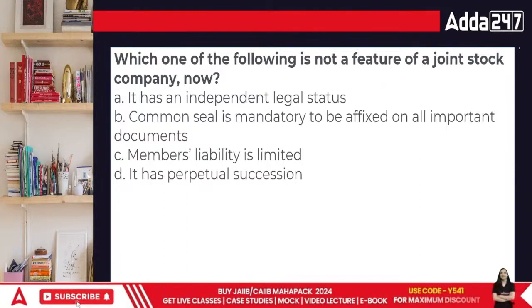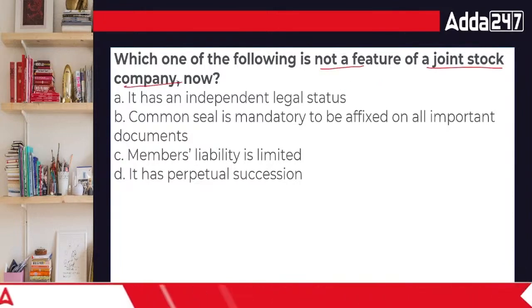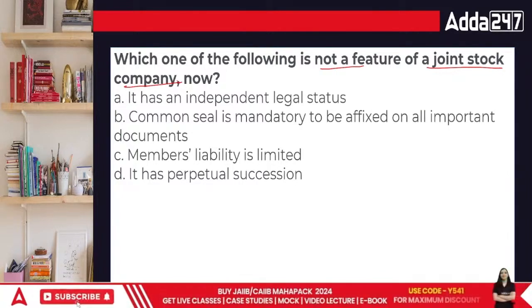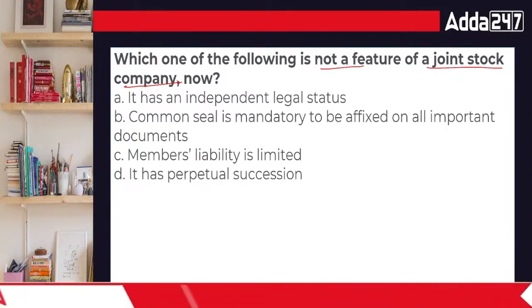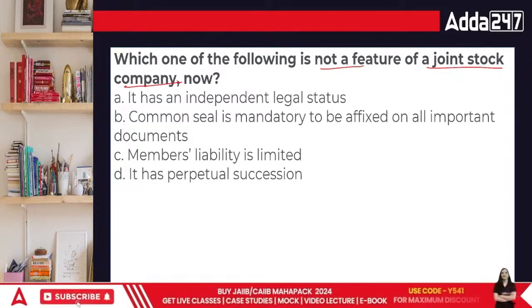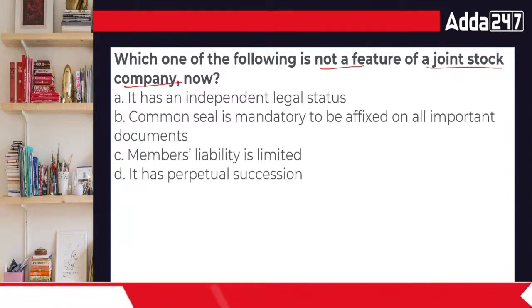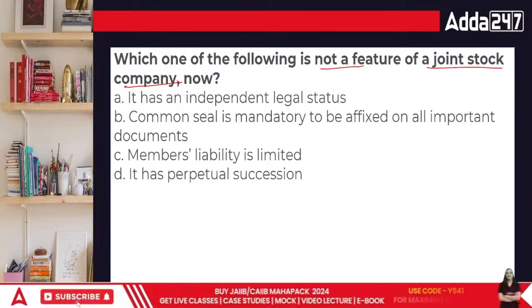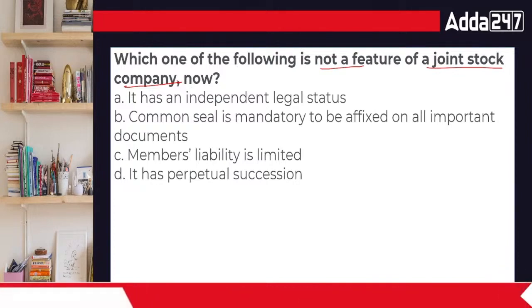Okay, now which one of the following is not a feature of a joint stock company? Joint stock companies are basically companies. When we talk about companies, a company has its individual presence in the market. It is basically a legal entity: it has its own PAN card, it has its own bank account, it can purchase and sell property in its own name. All those things are there.